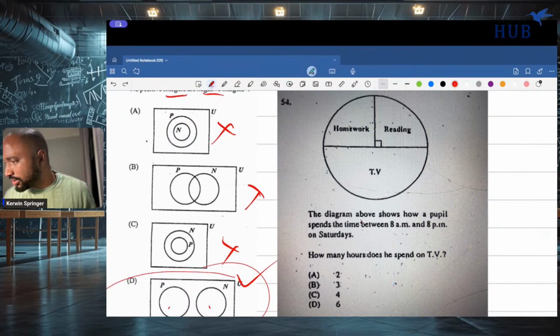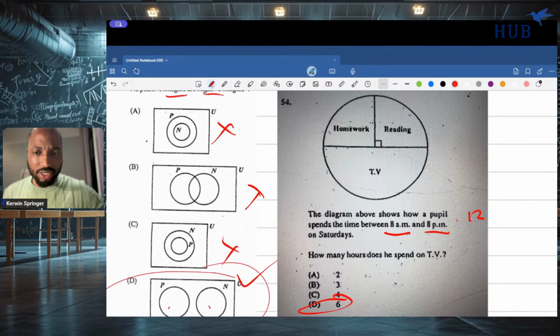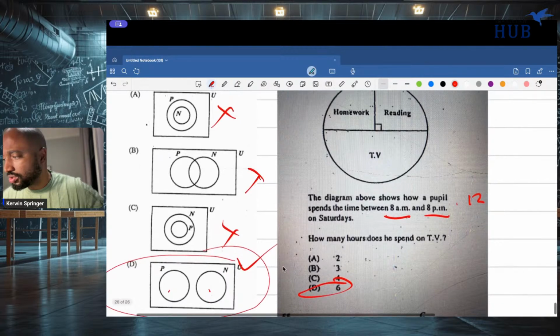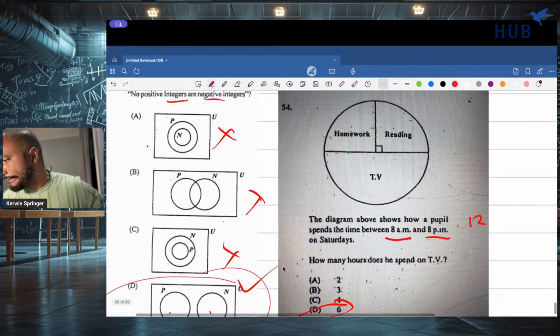Anyhow, the diagram above shows how a pupil spends the time between 8 a.m. and 8 p.m. on Saturdays. How many hours does he spend on TV? So from 8 to 8 is 12. Half of 12 is 6. Not too sure if I understand the question, because it feels a little strange. 6 on Saturdays, morning to evening.